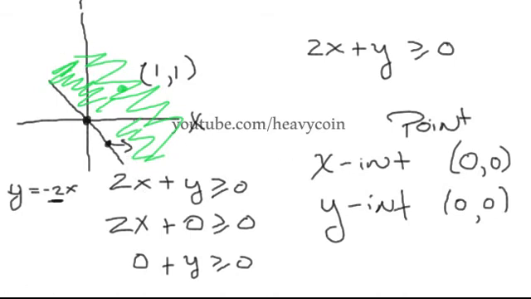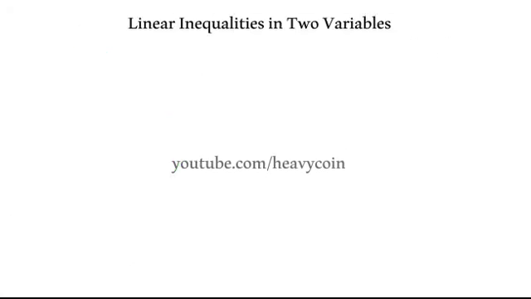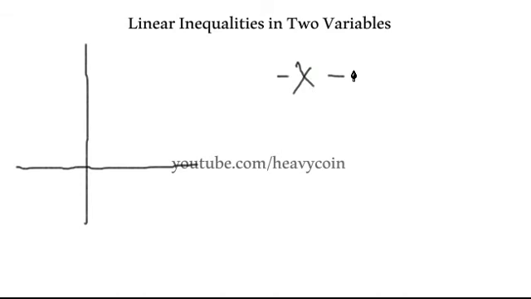Okay, so let's look at another one. Hopefully maybe you're catching on to this. Let's hope. Alright. So let's do negative x minus y is less than or equal to 5, let's say. We want to graph this.